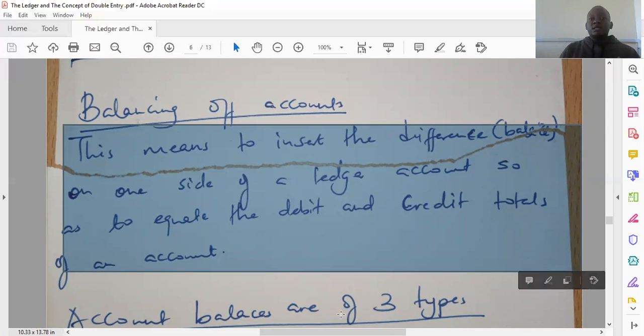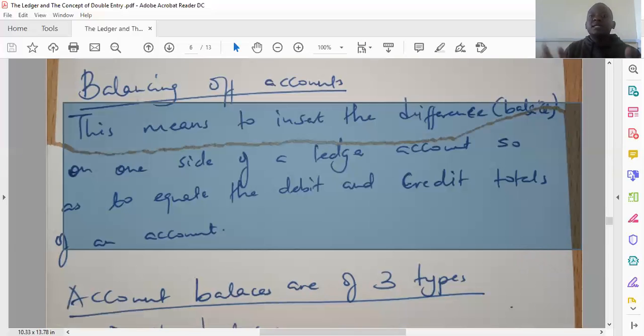In most cases, at the end of a particular period, the two sides of a ledger account will not be equal. But we need to equate them. So to equate these totals, we need to insert the difference, which is also known as the balance, in order to have equal totals of the account.